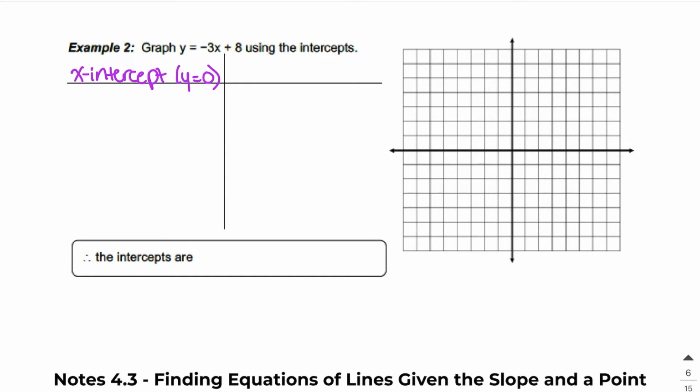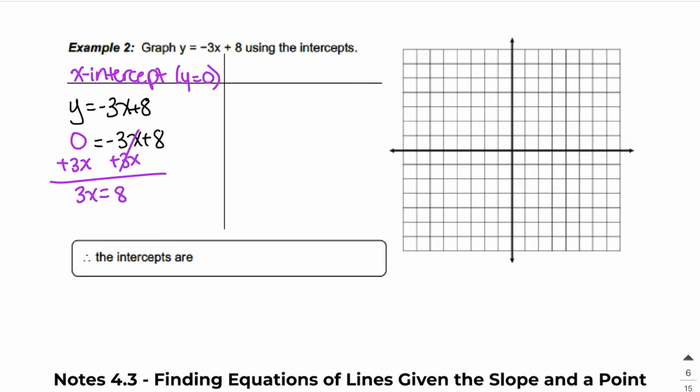So I'm going to write down the equation, and I'm going to replace this y with 0. So I'm going to say 0 equals -3x plus 8. Then I'm going to add the 3x to both sides to get the variables on one side, constants on the other. I get 3x equals 8. Divide both sides by 3, and I get x equals 8/3.